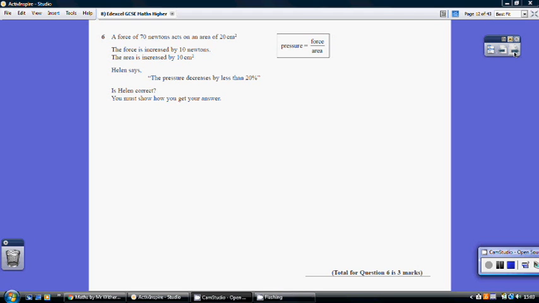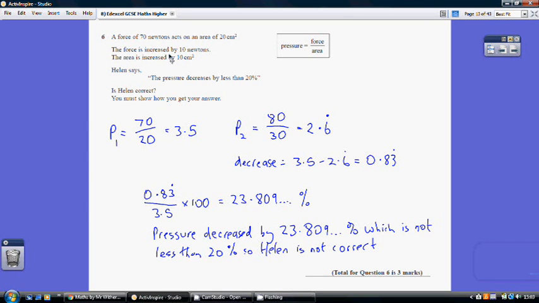Question 6. So let's start by looking at the initial situation where we've got a force of 70 and an area of 20. So like the formula says, pressure equals force over area. So 70 over 20 gives us a pressure of 3.5. Now once we go and look at the changes, let's see what our new pressure is. So the force is increased by 10, so it goes up from 70 to 80. And the area is also increased by 10, so that goes from 20 up to 30. So using our calculator, 80 over 30, we get 2.6 recurring.